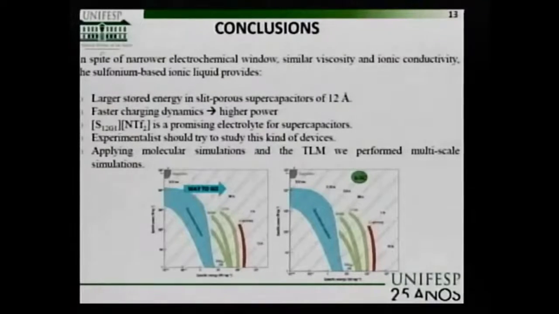And we think also that experimentalists should try to study this kind of device and evaluate if it's okay with reality. And we also showed here that by applying molecular simulations in the transmission line model, we can perform multiscale simulations, since we can extract some macroscale parameters. So we think that the supercapacitor with sulfonium-based ionic liquid should be here in this Ragone plot. This represents a great enhancement of the performance of a supercapacitor compared with what we have in this graph.